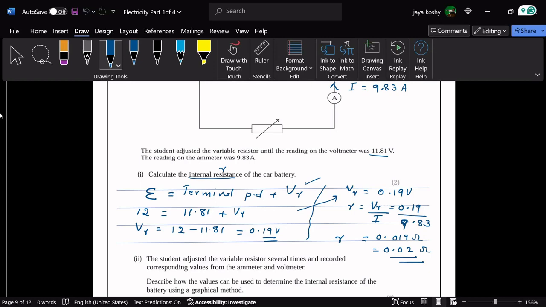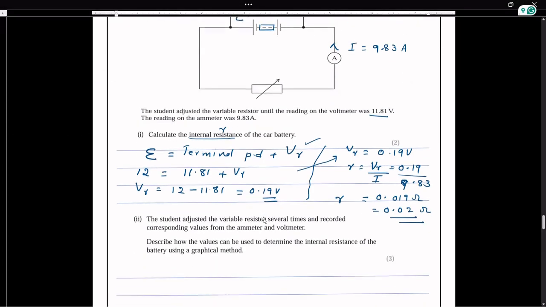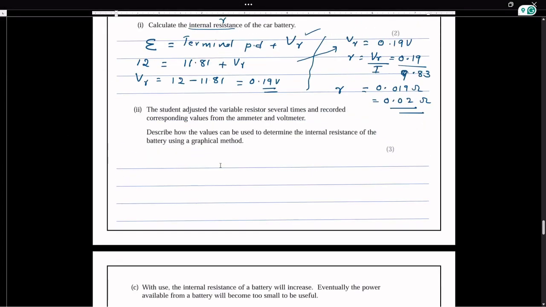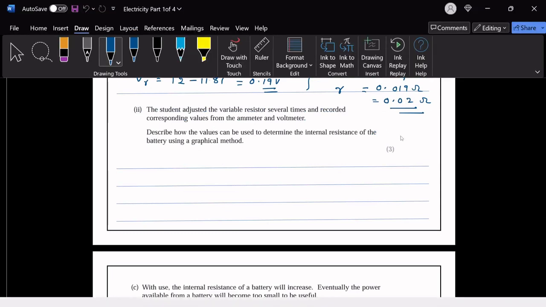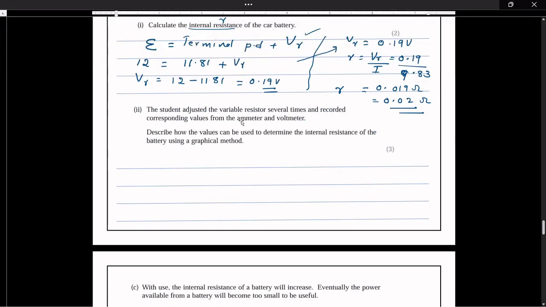Now let's move on to the next part of the question. The student adjusted the variable resistor several times and recorded the corresponding values from the ammeter and the voltmeter. Describe how the values can be used to determine the internal resistance of the battery using a graphical method. This answer we have already seen.